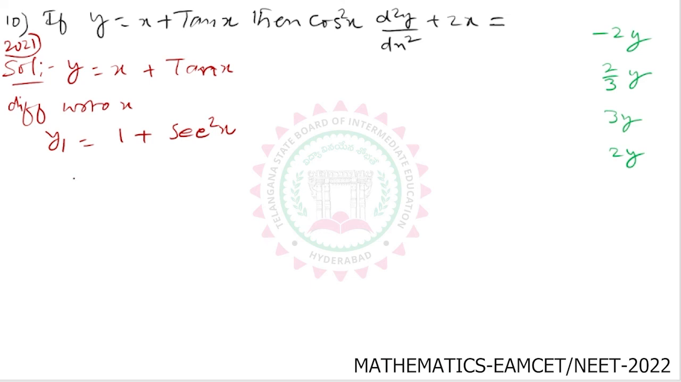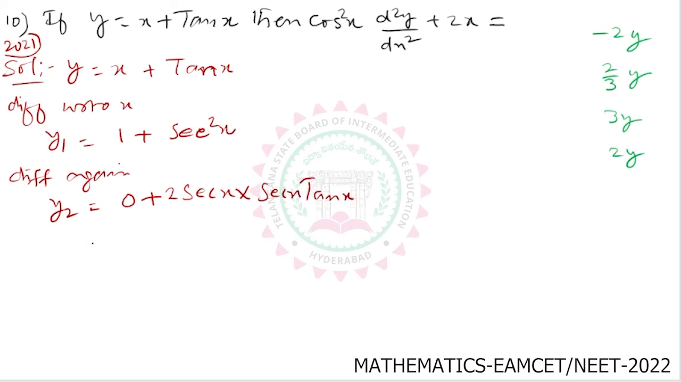Now differentiating again, which gives me y2 is equal to derivative of 1 becomes 0. Now it is nothing but sec square x. Sec square x can be written as 2 sec x into the derivative of sec x, which is nothing but sec x into tan x. So which gives me 2 sec square x into tan x.